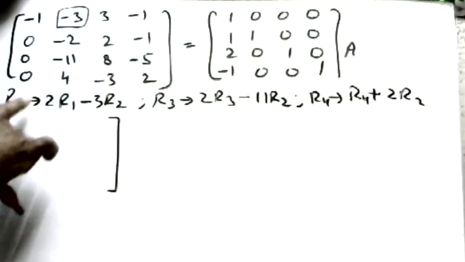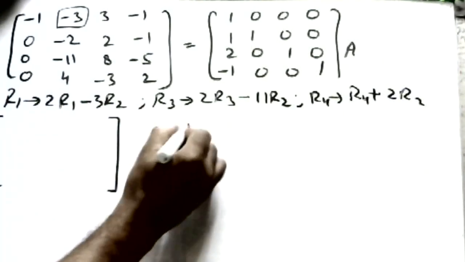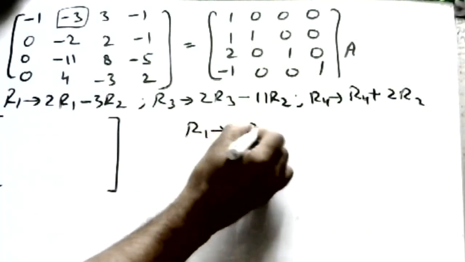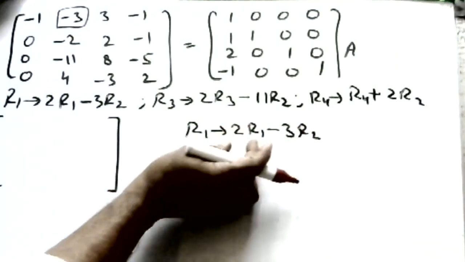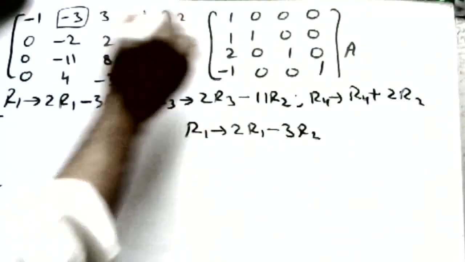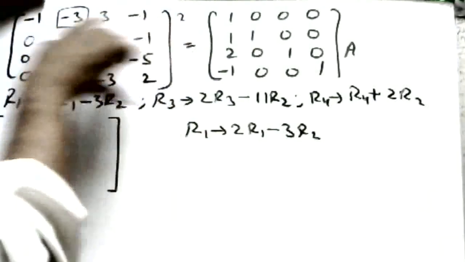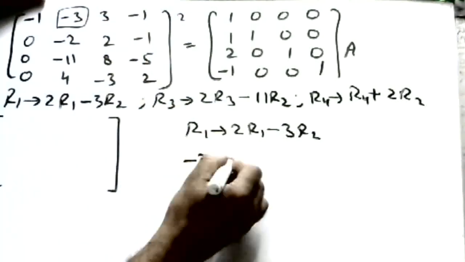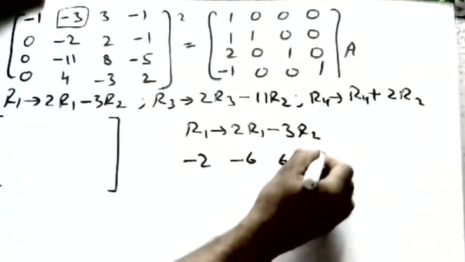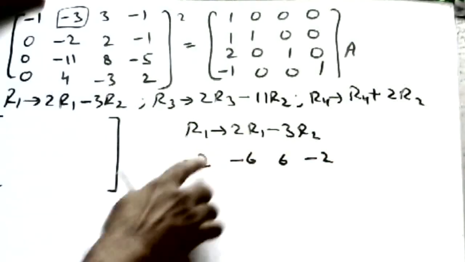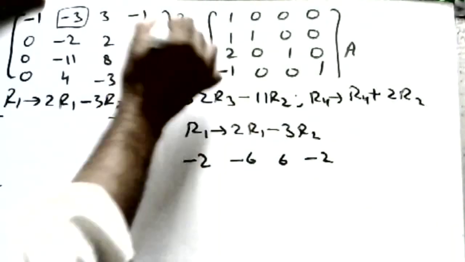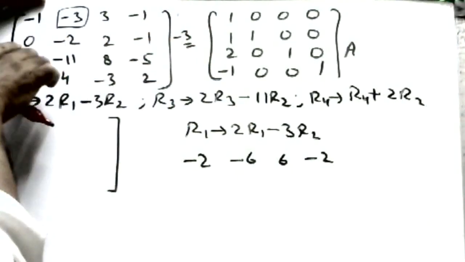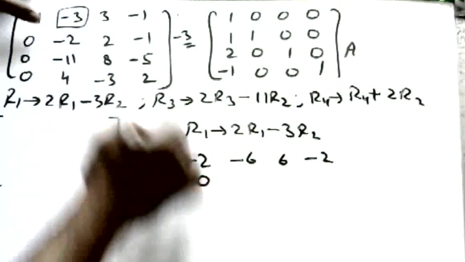See here, if it looks difficult to do the work, we can do the rough work also. You see here how to do the rough work. R1 implies 2R1 minus 3R2. 2R1 means multiply all the numbers with 2: 2 ones are 2, 2 threes are 6, 2 threes are 6, 2 ones are 2. We multiplied with 2. Minus 2, minus 6, 6, 6, and minus 3R2. So multiply all the numbers with minus 3.